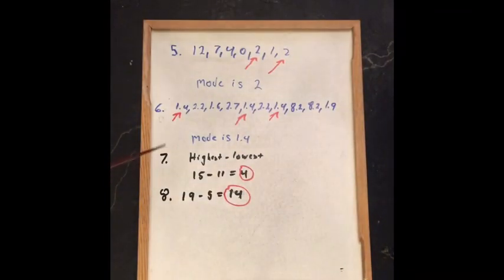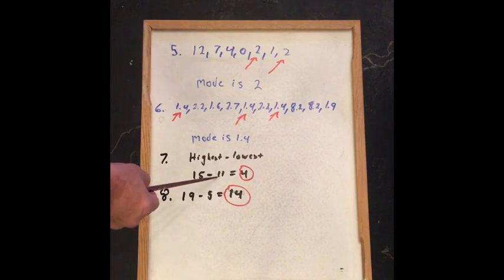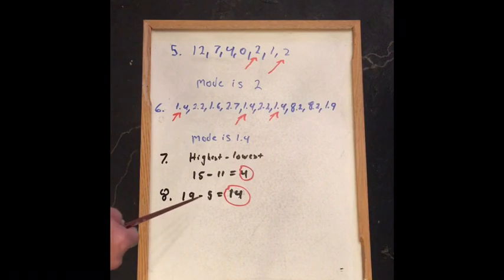Here we have number 7 is asking for the range of the group of data. So we have the highest minus the lowest. In number 7, 15 is the highest, 11 is the lowest, so the subtraction is 4. And in 8, 19 is the highest, 5 is the lowest. The difference is 14.